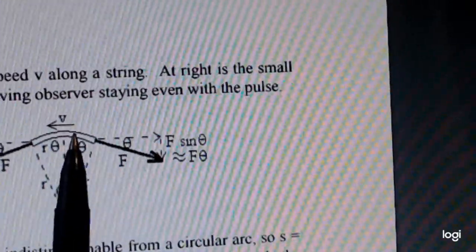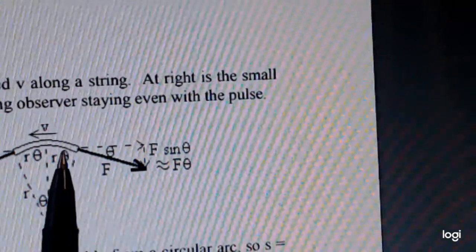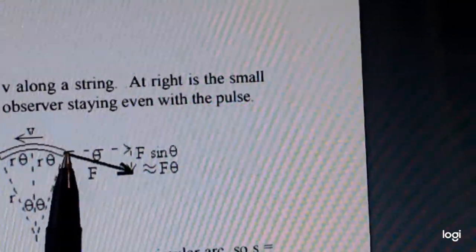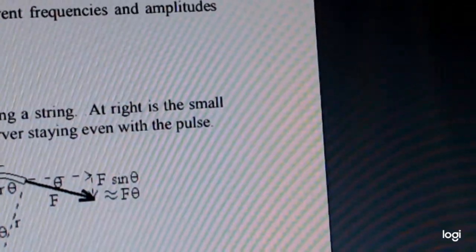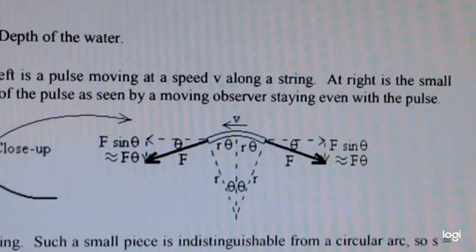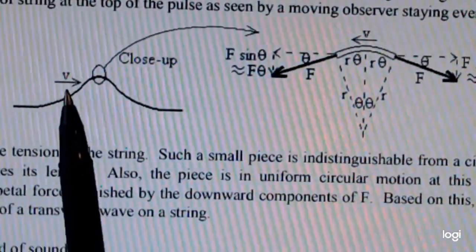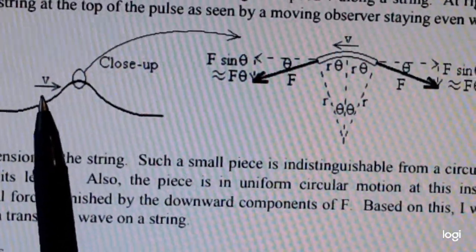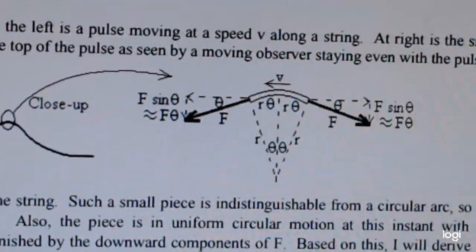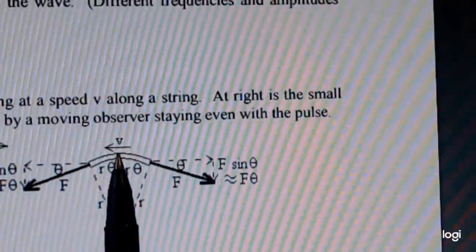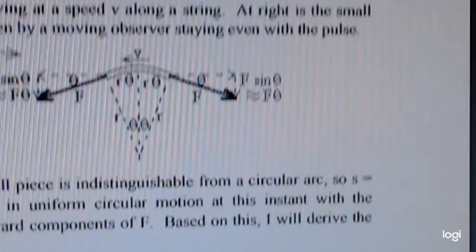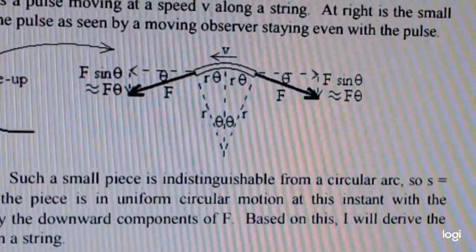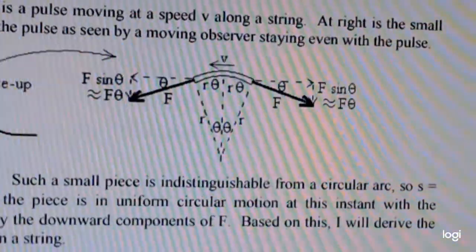And as I said, you're running alongside of this, so it looks to you as if the string is moving to the left. To the string, it looks like you're running to the right with a speed v, but it looks to you as if the string is moving to the left with a speed v, and I think that's the introductory stuff I need to point out.